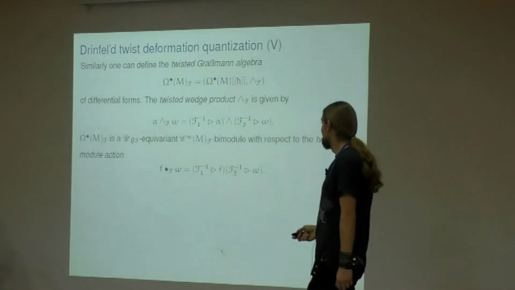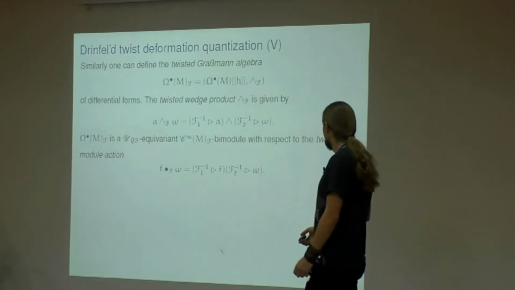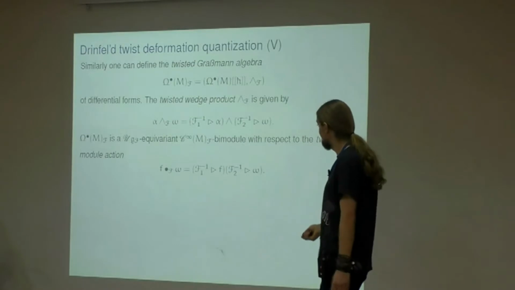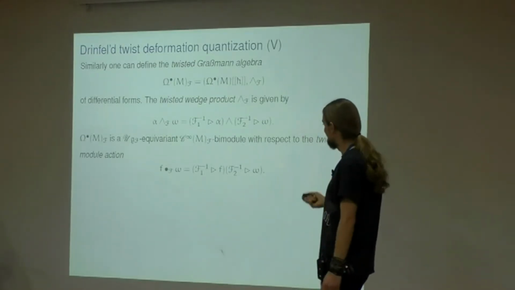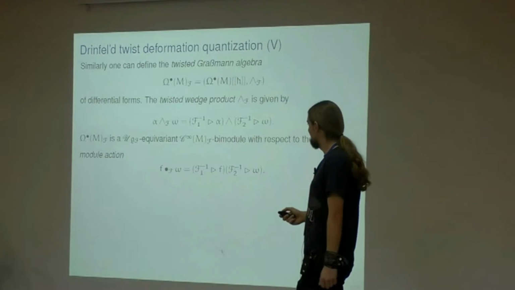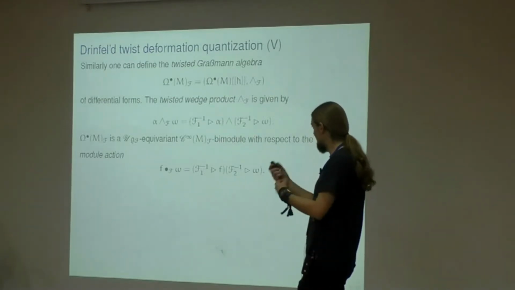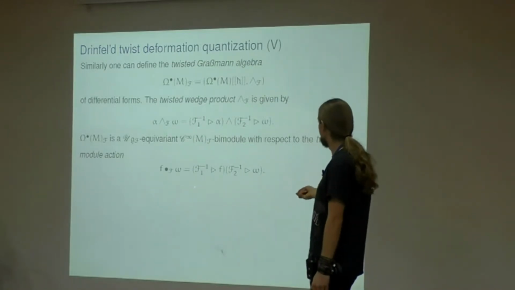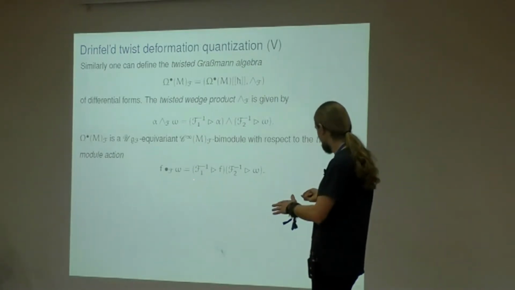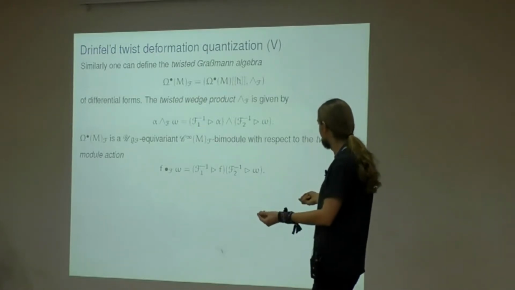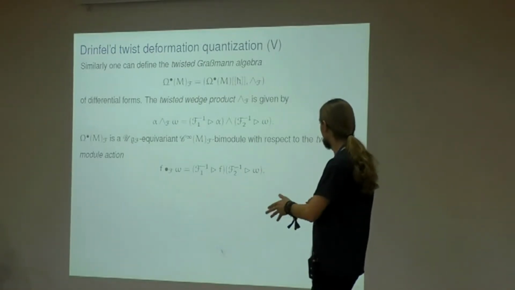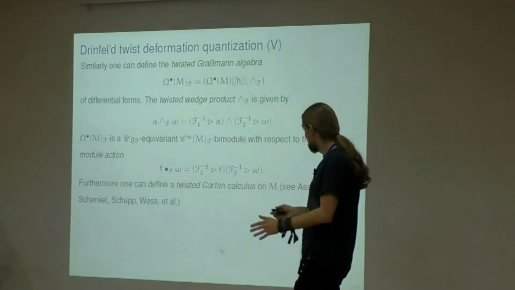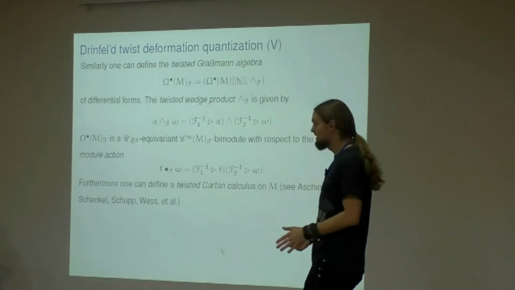You can prove that this is a bimodule for the twisted functions, which is equivariant with respect to the twisted symmetry, so everything works perfectly. And the twisted module action is also very easy. Simply act with the first leg of the twist on the first thing, with the second leg on the second thing. So it's very natural, very easy. And you can do many more things, but I don't have time for all of this.